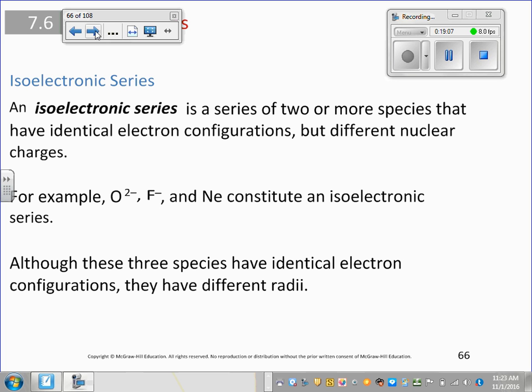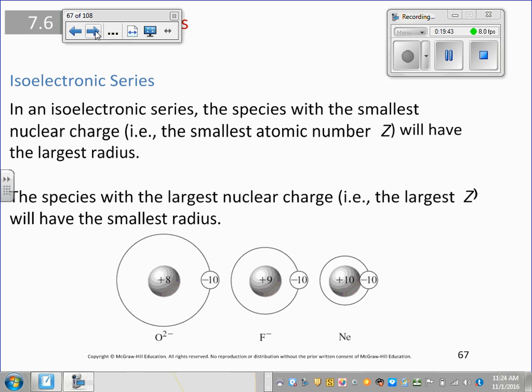So look at this ratio. They all have 10 electrons. What's attracting these 10 electrons here? 8 protons. What's attracting these 10 electrons? 9 protons. 10 protons. So which one has the biggest attraction? Neon. So which one's going to be the smallest? Neon. Then what's going to be the next smallest? Fluorine. Then what's going to be the largest? The oxygen. So there's the oxygen, the fluorine, and the neon. Even though you have the same number of electrons, you're increasing the number of protons, so it's going to pull it together.